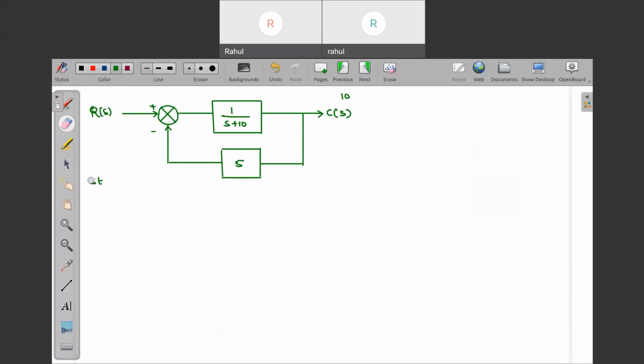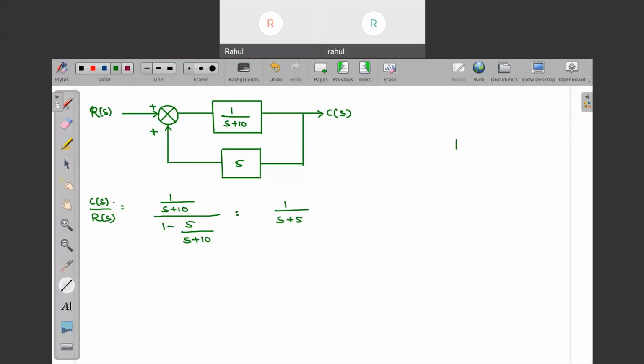So if we take positive feedback, what will it be? You can see over here, Cs by Rs is equal to 1 by s plus 10 divided by 1 minus 5 by s plus 10. So this will be 1 divided by s plus 5.